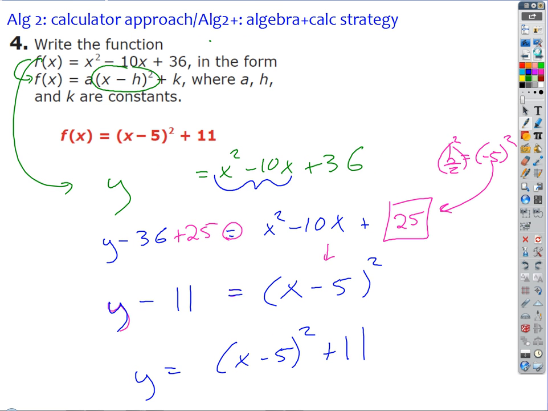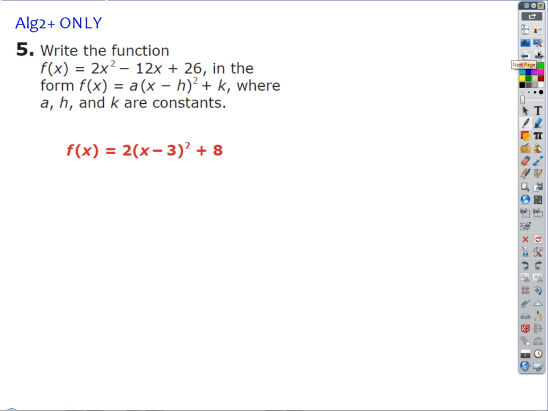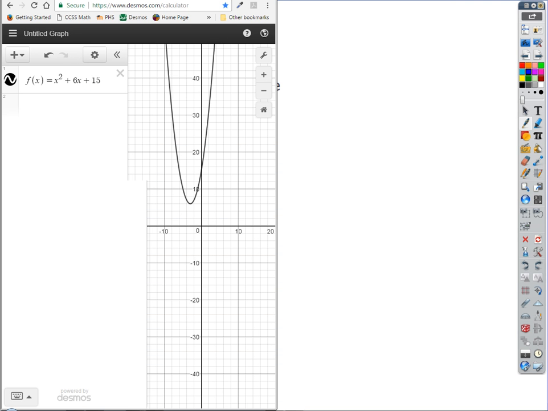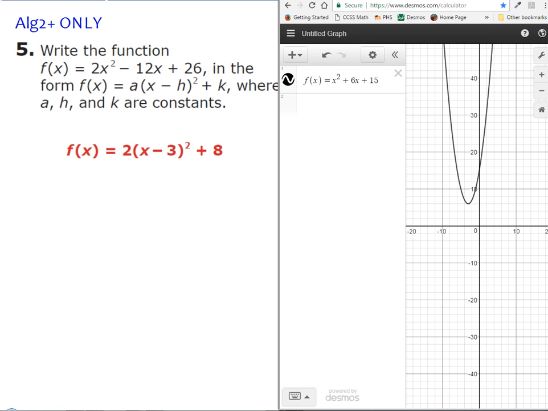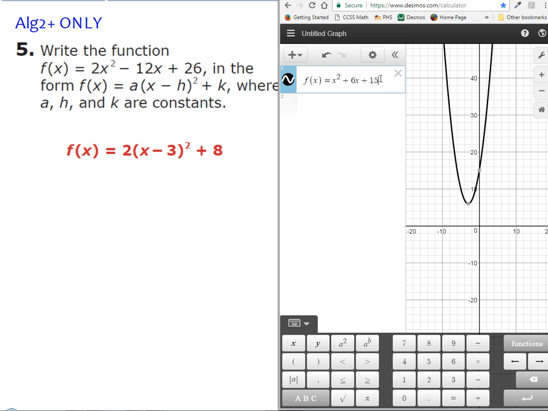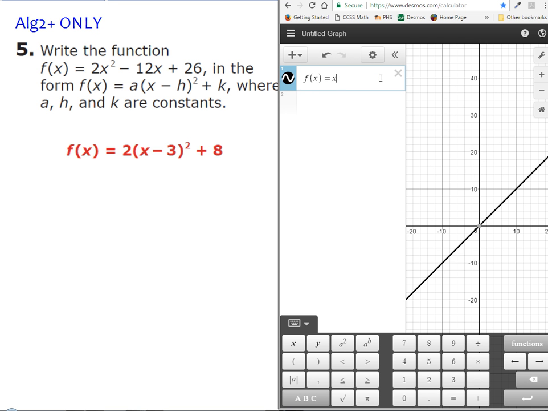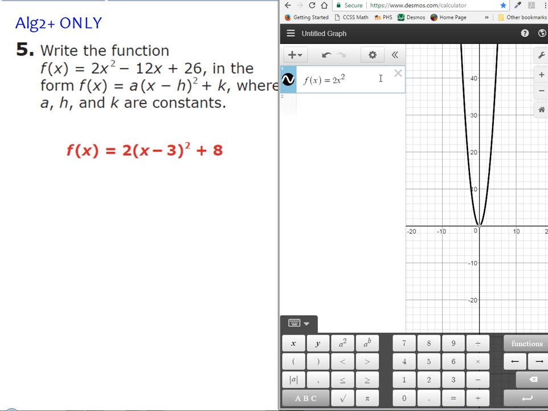Now, there's a way that we could do this if we have access to Desmos, which I think you will on this question. There's another way we could do this too. We could even do a hard one like this where a is not equal to 1. So if we put in this function, let's call it f of x, and it's just going to be 2x squared minus 12x plus 26.